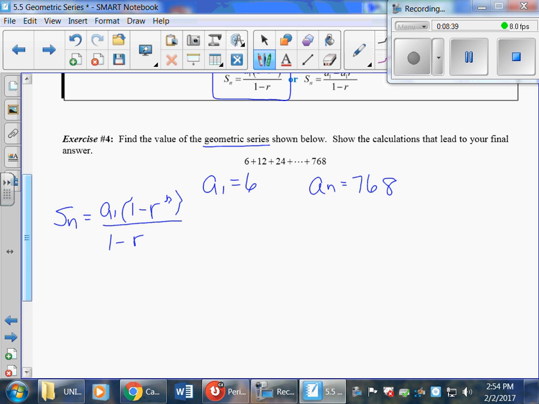So what am I missing? Well, I need my a sub 1, which I have. I need my n, which I don't have, and I need my r. And the r is basically what I'm multiplying to get to the next term. So I know my r has to be 2. So I need n. I can't use this formula, so I have to use that other formula, which is a sub n, again right on your reference sheet, a sub 1 times r to the n minus 1. So I know my a sub n, which is my last term, 768, is equal to my first term, which is 6, times r, which we said was 2, to the n minus 1.